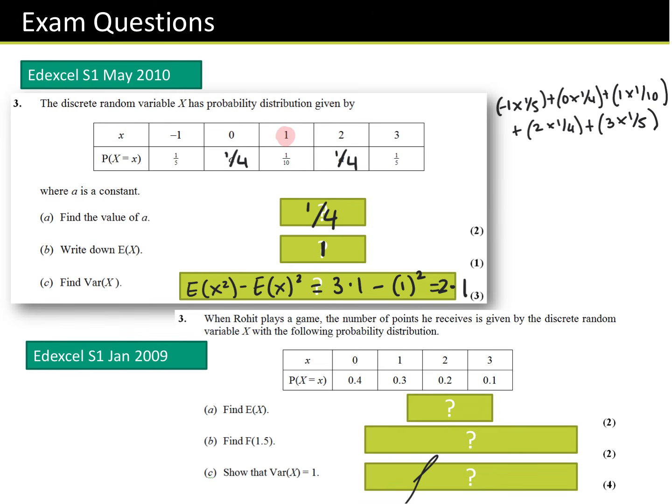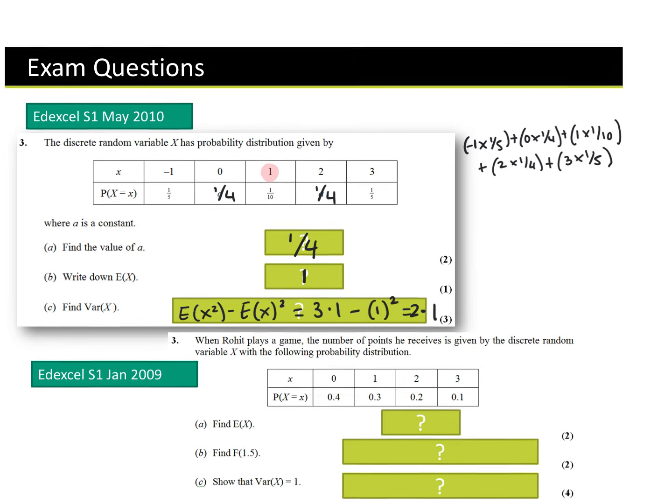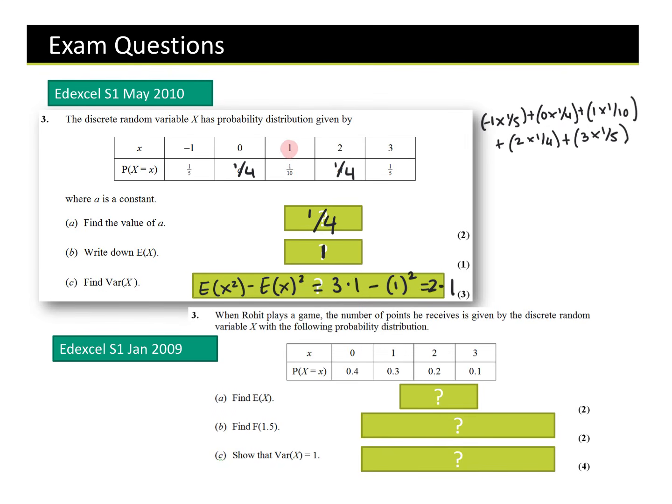Right. When Rohit plays a game, the number of points he receives is given by the discrete random variable x with the following probability distribution. It says find E of x, okay? 0 times 0.4 plus 1 times 0.3 plus 2 times 0.2 plus 3 times 0.1, which is 1.